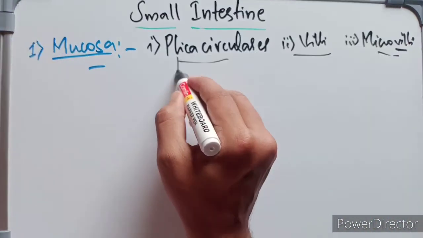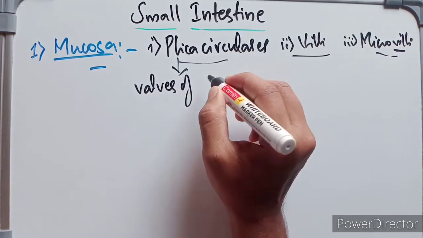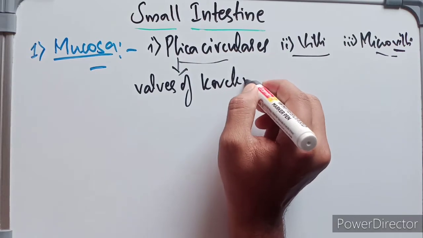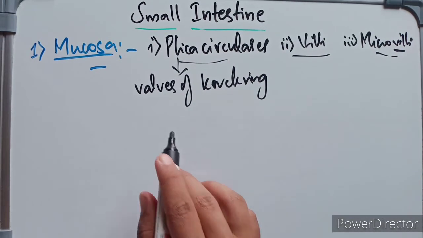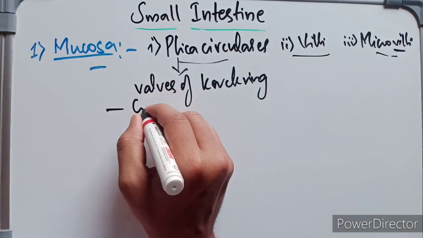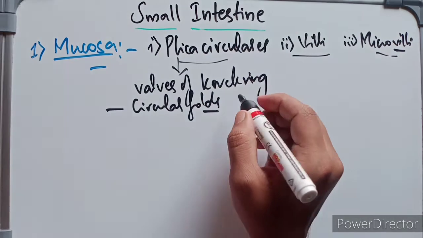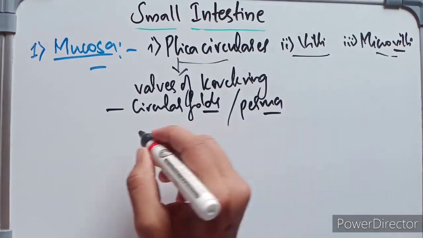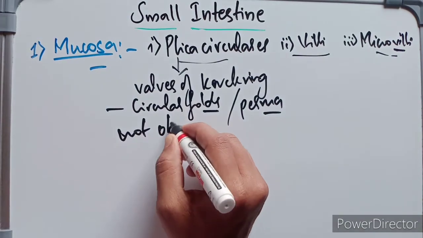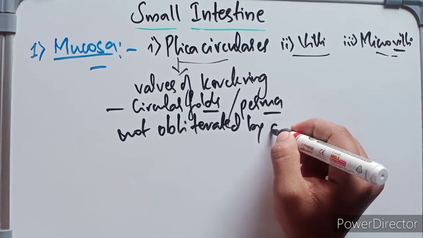So what are plica circularis? They are also called the valves of Kerckring. These are circular folds which are permanent, and they are not obliterated by distension.